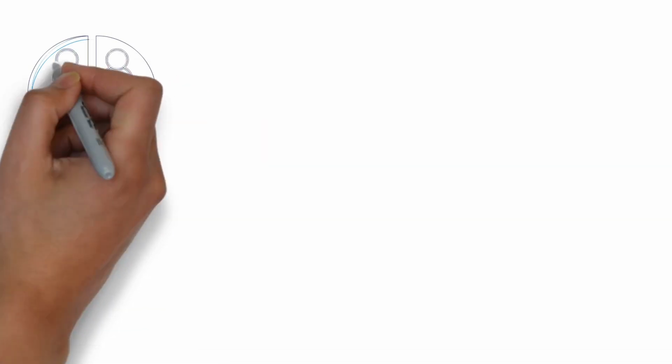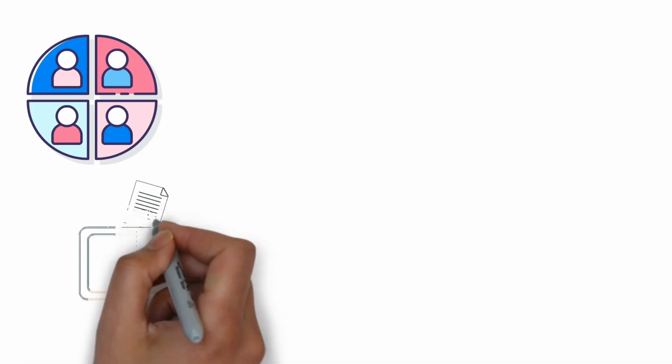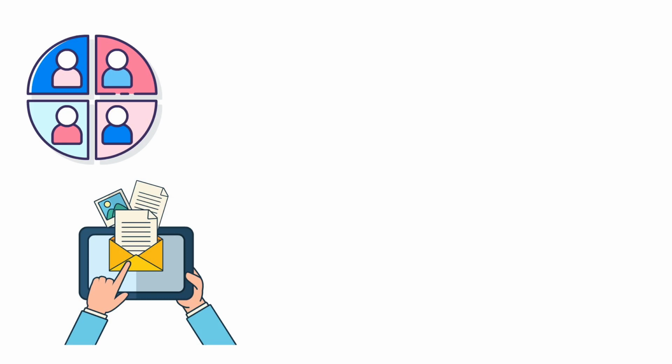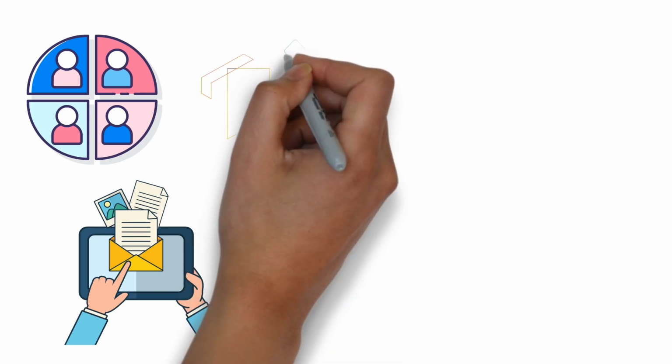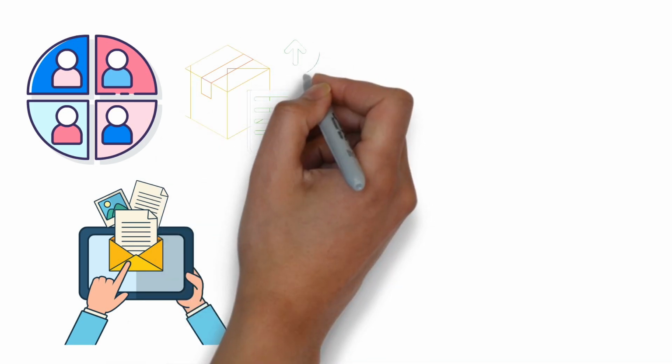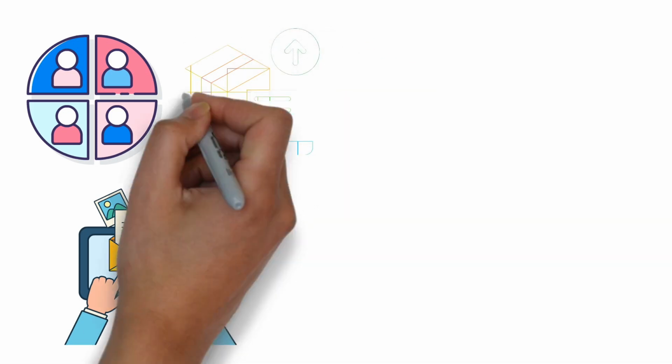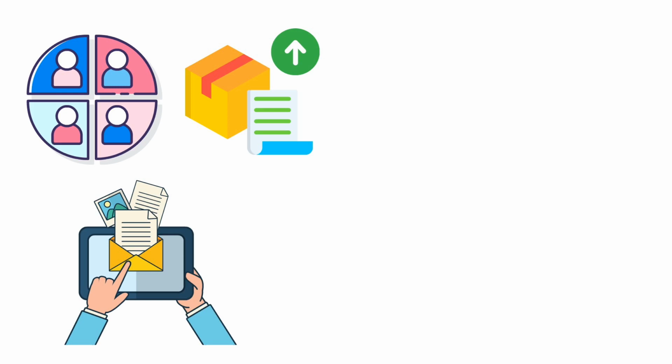Another smart move is to split your list into groups based on what people like or how they behave. For example, if some people open every single email you send, you might want to send them even more information because they're really into what you're saying. On the other hand, if some people only open emails about certain topics, you can send them information specifically about those things. Lastly, regular checkups are important.